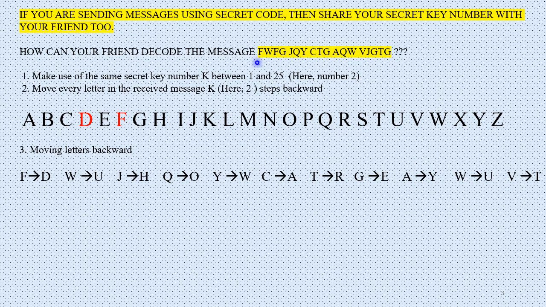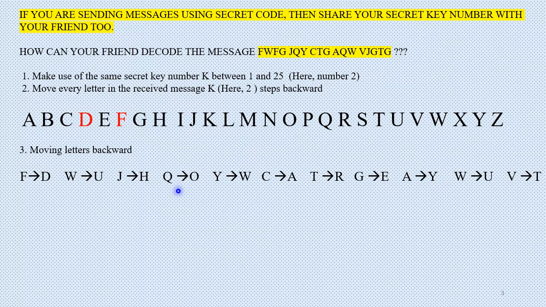If in my message it is FWFG, so it is F. Moving 2 steps backward, E, D. So instead of F, that is D. Then instead of W, moving back, V, U. So instead of W, you have to write U. Then instead of J, you move back, I, H. So instead of J, you have to write H. If it is Q, moving backwards, it's going to be P, O. So you have to do it like that.